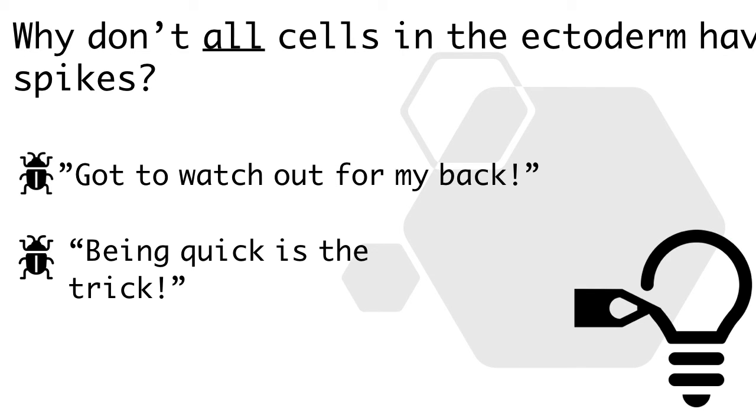So to answer the question as to why don't all the cells in the ectoderm have spikes, an important concept to keep in mind is the survival of the fittest. The beetle's chances of survival will increase when the spikes are located in areas that will deter predators from the beetle. So having spikes on the stomach rather than the back wouldn't stop a predator. Its chance of survival will also increase if the spikes are distributed proportionally so that the movement of the beetle is not hindered.